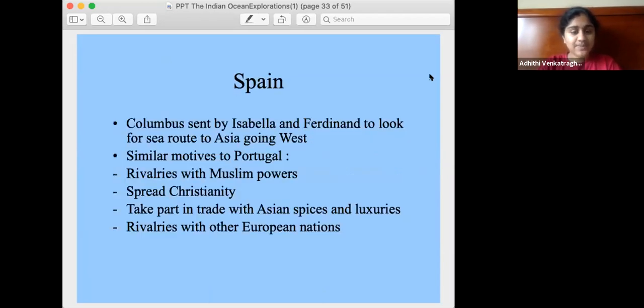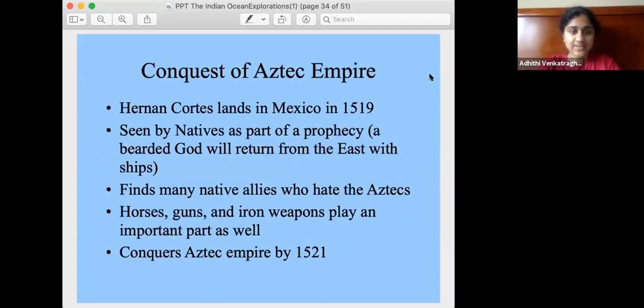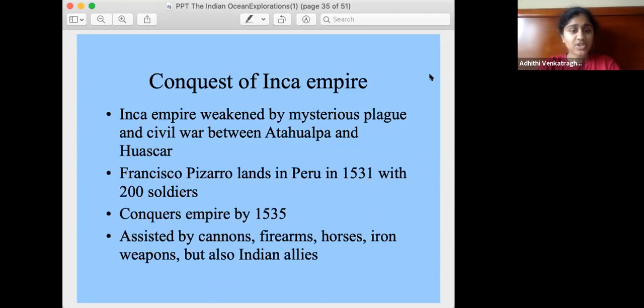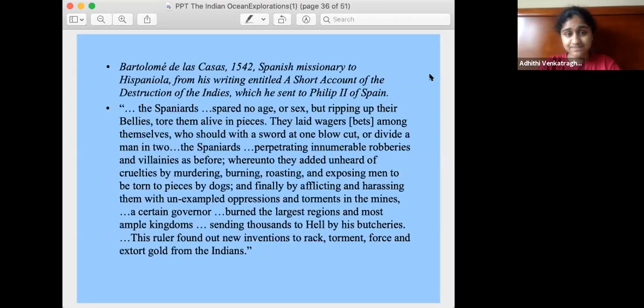As for Spain, take a look at this. The conquest of the Aztec Empire by Hernan Cortes began in 1519, and he conquered it by 1521. The conquest of the Inca Empire was aided by a mysterious plague and a civil war between Atahualpa and Huascar, and they landed in Peru in 1531 and conquered it by 1535. This is just a statement, a primary source.